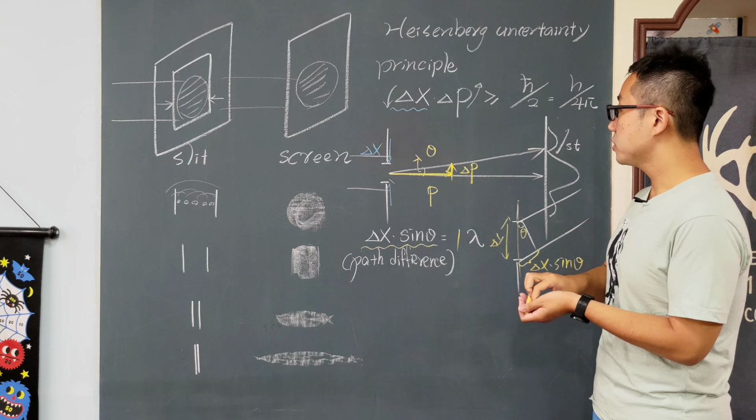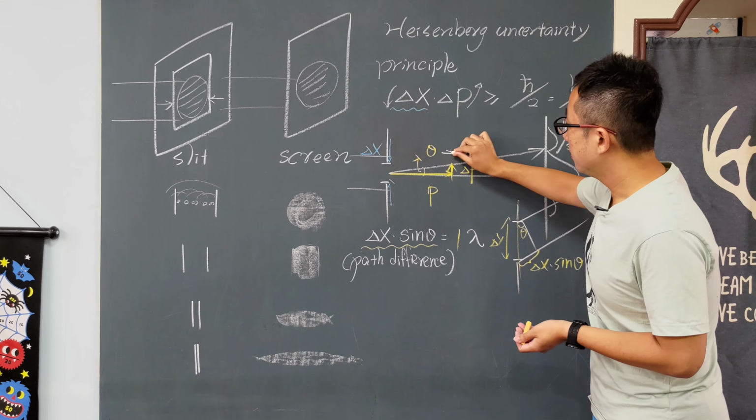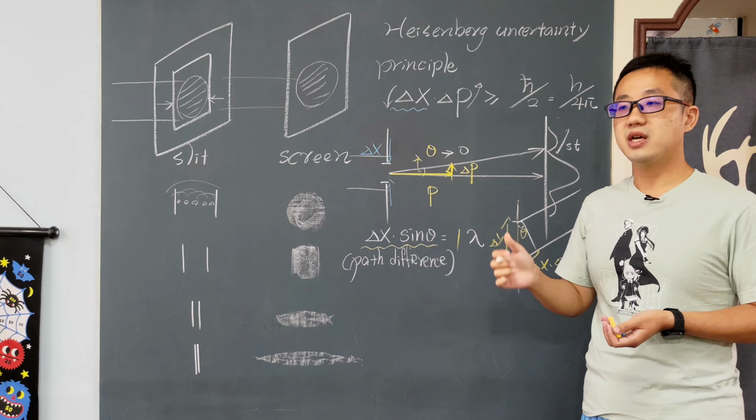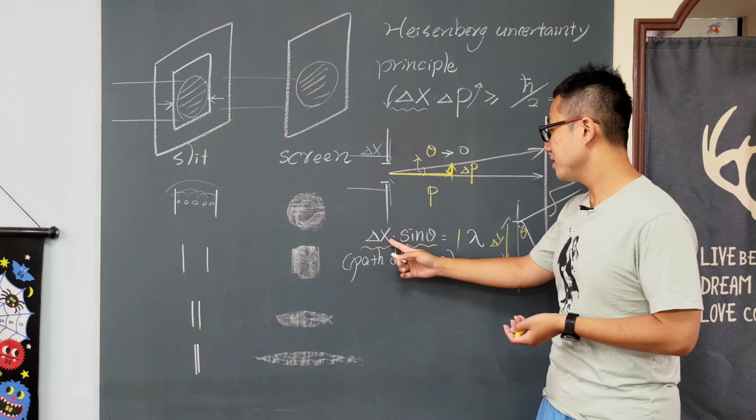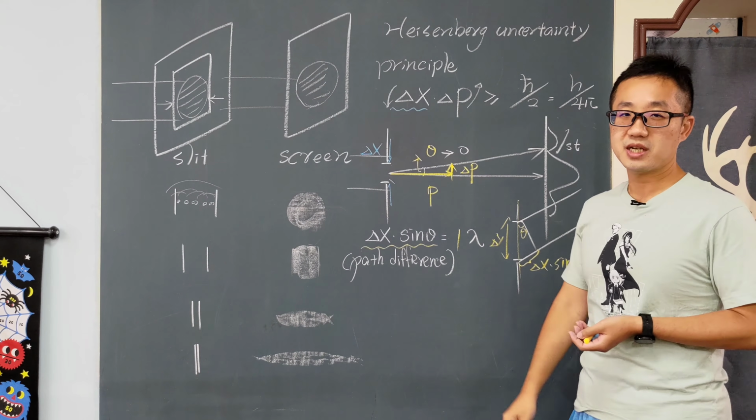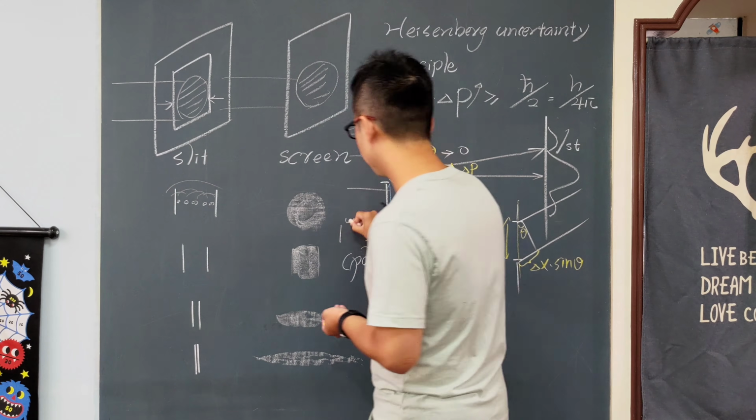And since the theta is really small, the sine and tangent and theta are equal to each other. So I can say the delta X is now equal to lambda divided by theta, right? So this is the first.